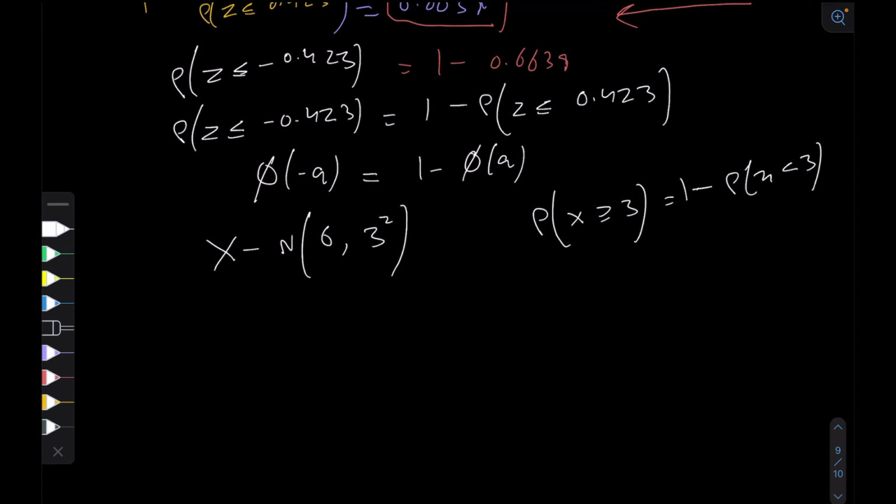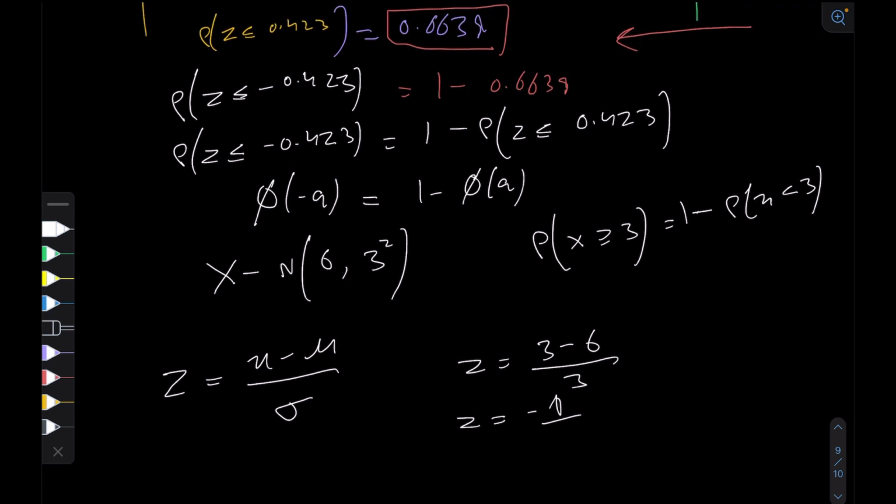Now the simple formula for finding the corresponding z value is the following: z equals x minus mu over sigma, where mu is the mean and sigma squared is the variance. So sigma is the square root of variance, which is the standard deviation, and x is the value for which you want to find the z value. Here I want to find it up to 3, so z equals 3 minus 6 over 3, which turns out to be negative 1.